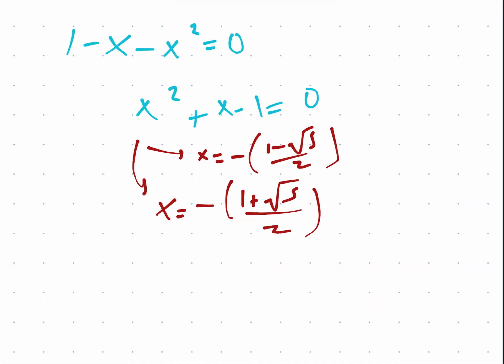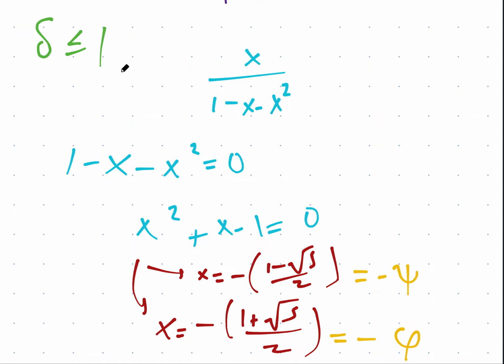Now, these are actually the golden and silver ratio, but they're opposites. So (1 minus root 5) over 2 is the silver ratio, psi. So this is equal to negative psi. And then this is equal to negative phi, as it's called, the golden ratio, (1 plus root 5) over 2. Now, what is this? Why is this problematic? What does this have to do with delta less than or equal to 1?